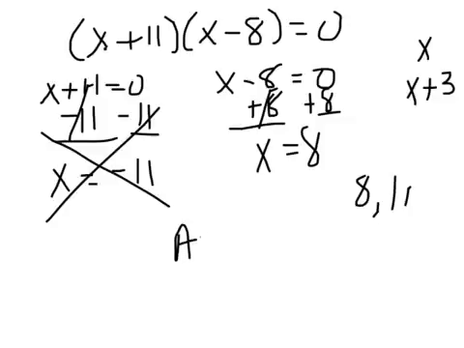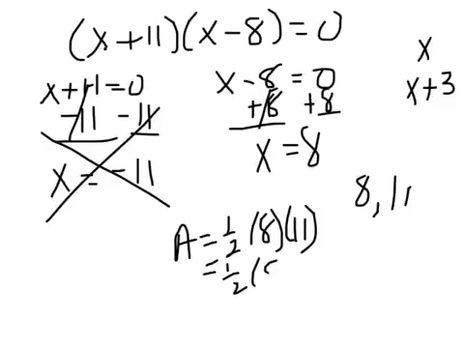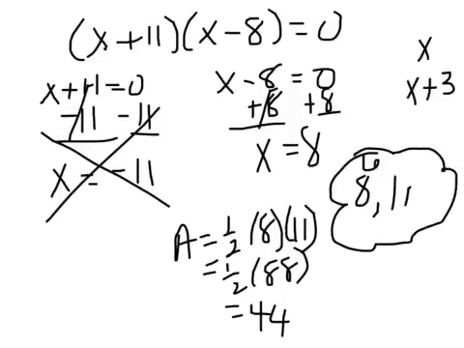Let's think about that. The area was 44, right? Well, what's a half of 8 times 11? A half of 88 would be 44. Hey, that works, doesn't it? So if I check my work, I can actually see that these are my legs. The legs are 8 and 11, and whatever the units were there, they were probably meters. So 8 meters and 11 meters.